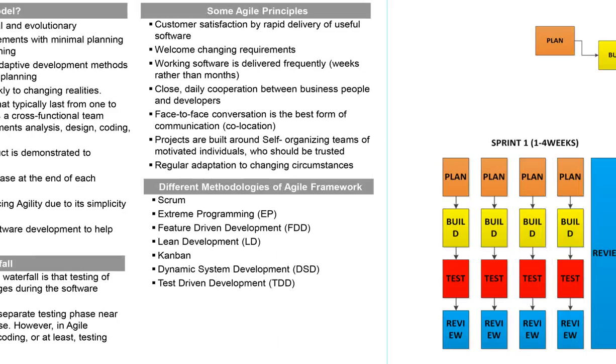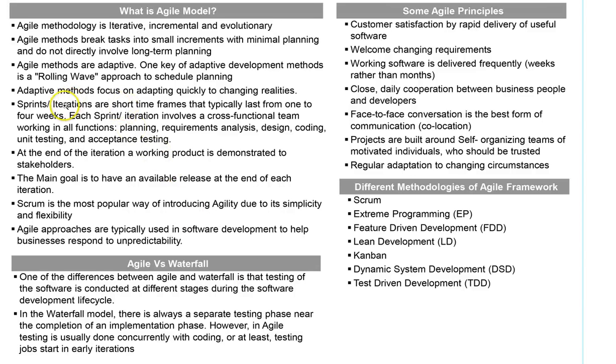So let's go back and look a little bit more in here. So sprints, iterations are short time frames that typically last from 1 to 4 weeks. Each sprint iteration involves a cross-functional team working on all functions for planning, requirement analysis, designing, coding, unit testing, and acceptance testing. So the business analyst would be primarily required in the requirement analysis phase, where they will come up with user stories, where these stories are going to be prioritized in the product backlog.